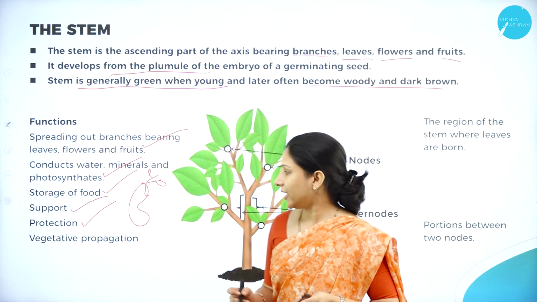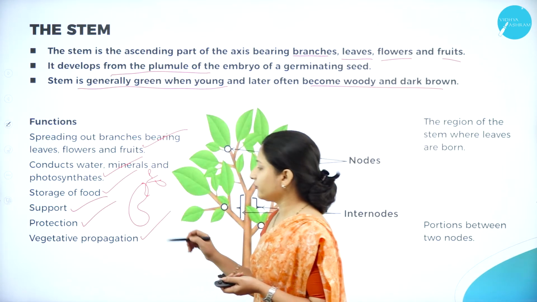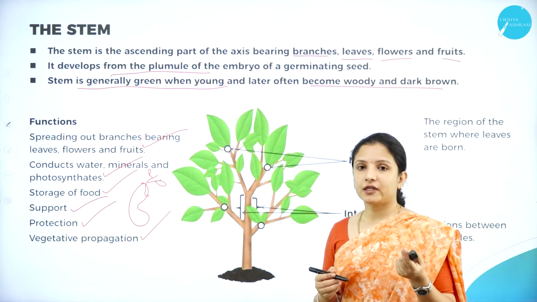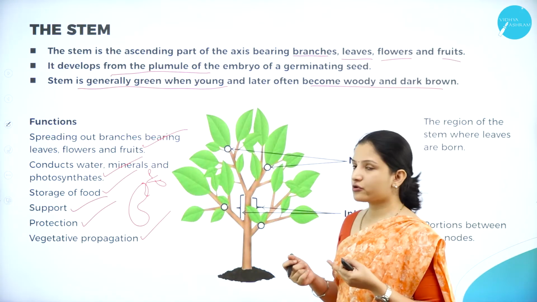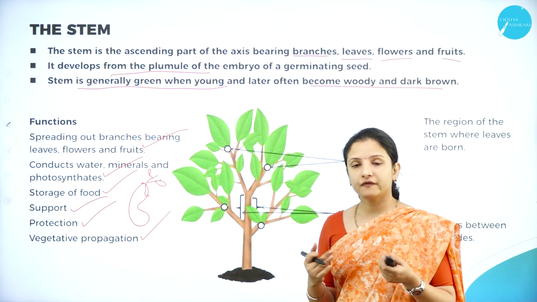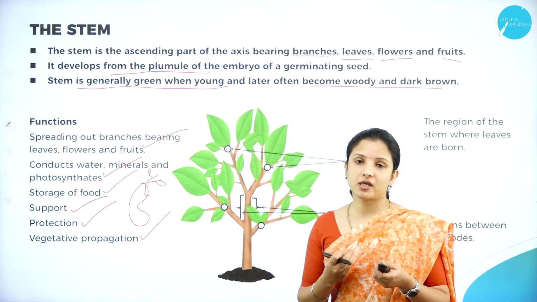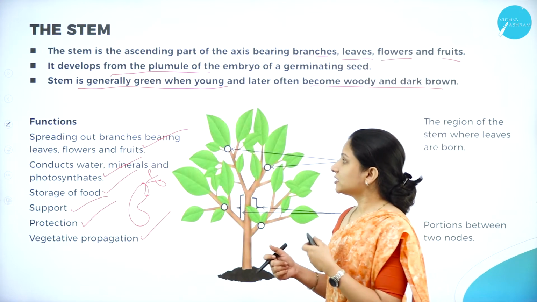So apart from that, it also helps in vegetative propagation. You might have heard about budding and grafting. In grafting, they cut a portion of the stem, and out of it a new plant can be developed. Therefore, the stem is one of the best vegetative propagation methods.